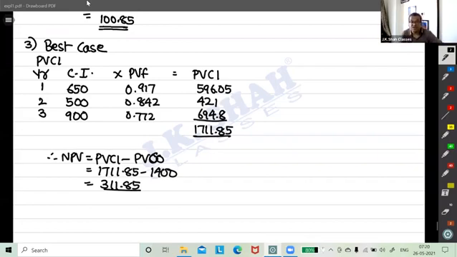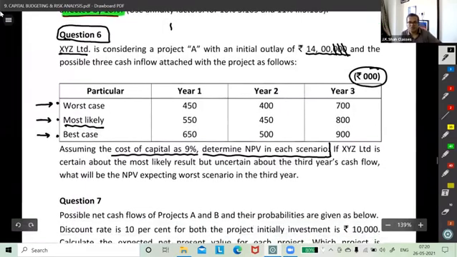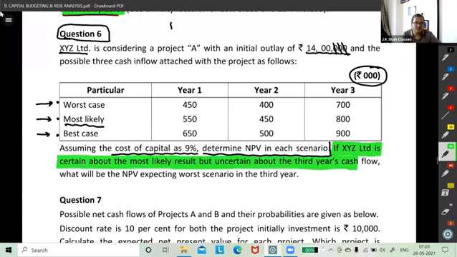Okay. One more scenario, a very specific, tailor-made scenario is constructed by the management. Let's see that tailor-made scenario. That's why I kept it aside. Now let's read it. XYZ Limited is certain about the most likely result, but uncertain about the third year's cash flow. So they are very certain that most likely will happen, but not sure about the third year's cash flow. What will be the NPV expecting the worst scenario in the third year?